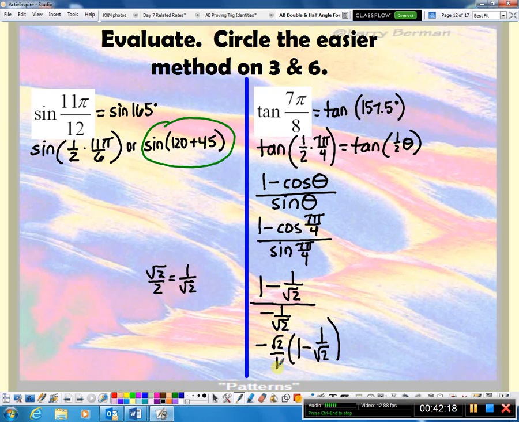Then what you do is distribute. So negative root 2 over 1 times 1 is negative root 2. And then negative root 2 times negative 1 over root 2 is positive 1. And guys, again, on these, you will have the four choices. The four choices would be 1 plus the square root of 2, 1 minus the square root of 2, negative 1 plus the square root of 2, and negative 1 minus the square root of 2. Again, the numbers are going to be the same. It's the play on the signs that gives you your options.